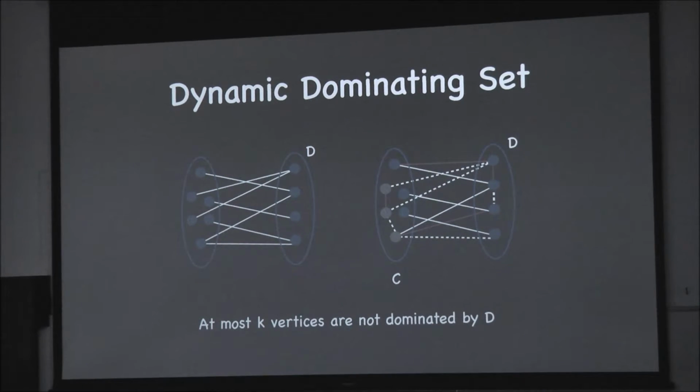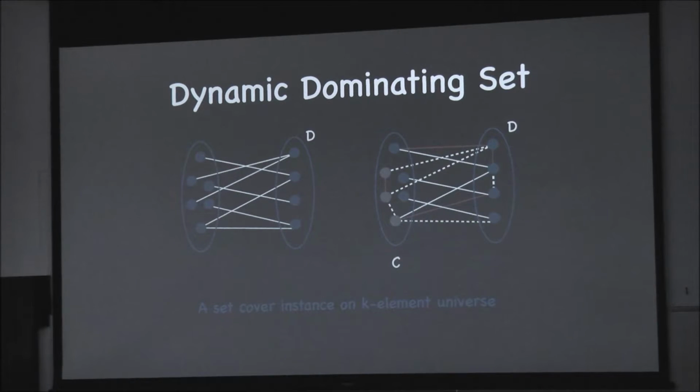And that's it. So what do we want? We just have to dominate a set of k vertices from C using vertices from C and D. This is what we want. Well, this naturally gives rise to a set cover instance where the universe is just of size k. We know that any set cover instance of universe size u can be solved in 2 power u time using a standard dynamic programming algorithm. And this gives a 2 power k algorithm for dynamic dominating set. A very simple algorithm. K is the edit parameter again.